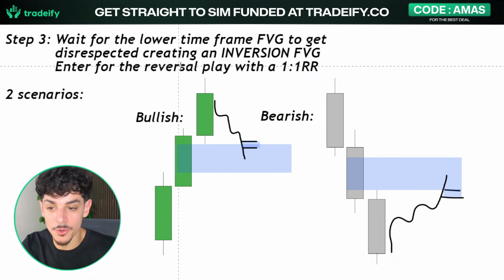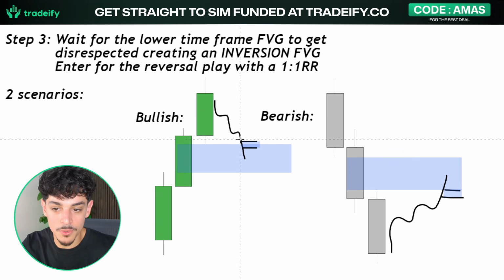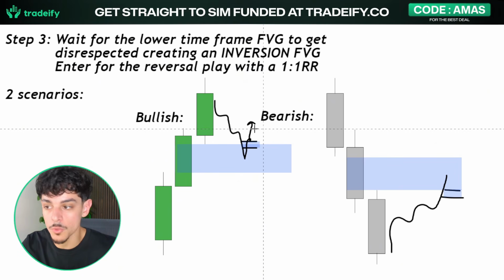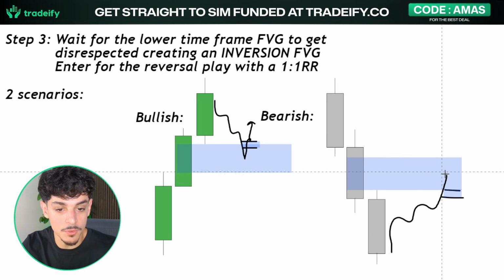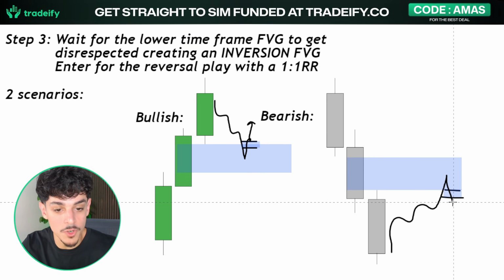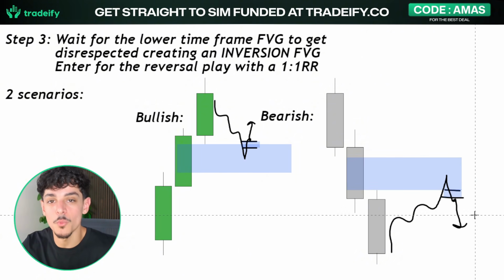Use the bullish scenario. Right here, you entered the 15-minute zone, created a lower time frame fair value gap in the opposite direction. You will wait for price to disrespect that lower time frame fair value gap, so you play the reversal for a 1-to-1. Same thing on the bearish side. You enter the bearish fair value gap on the higher time frame, then you wait for the lower time frame bullish fair value gap to be disrespected, so you play reversal for a 1-to-1 risk to reward.